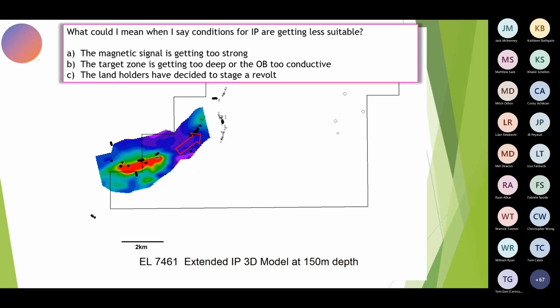Why do you think I could say conditions for IP are getting less suitable? And, you know, you don't have to guess. Normally you would just ask me outright, but I'd just be interested to see what they answer when they finish answering that one.